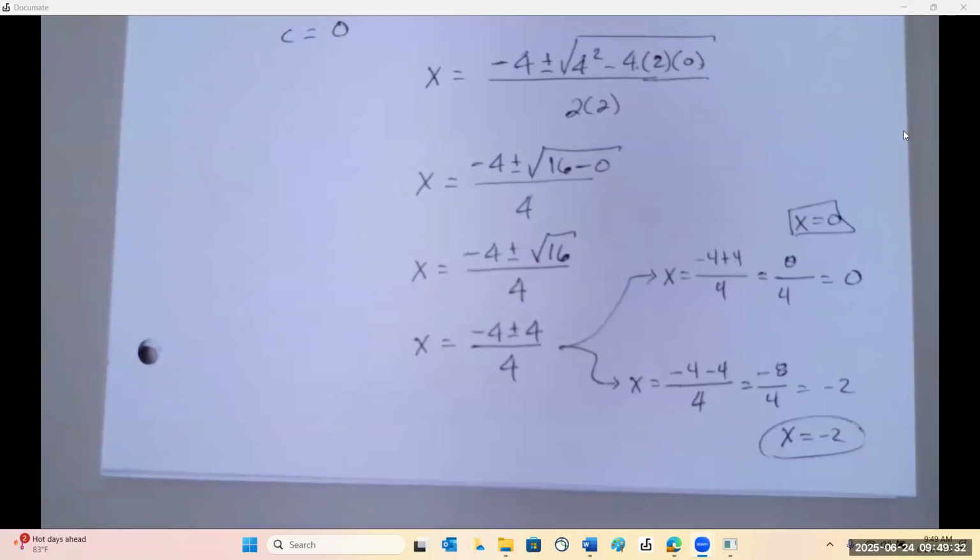Now, another cool thing about the quadratic equation, it's going to tell you how many solutions you're going to have. Remember from yesterday's lecture? What's the most and what's the least amount of answers I can have in a quadratic equation?